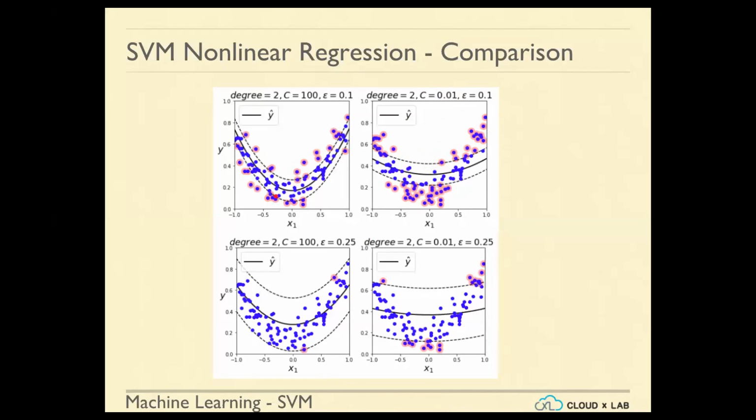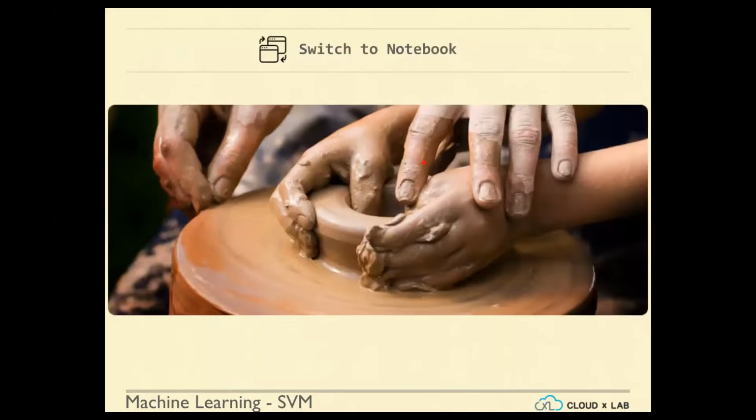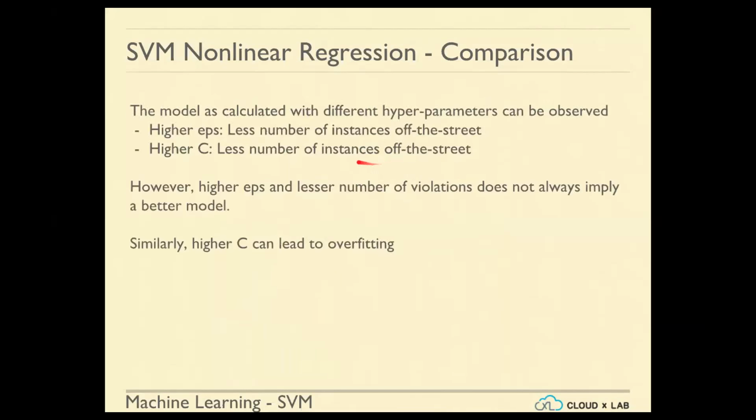So yeah, this is what we did. Basically the curve was flatter. Okay, so if the epsilon is higher, there will be less number of instances of the street. If c is higher, less number of instances of the street.